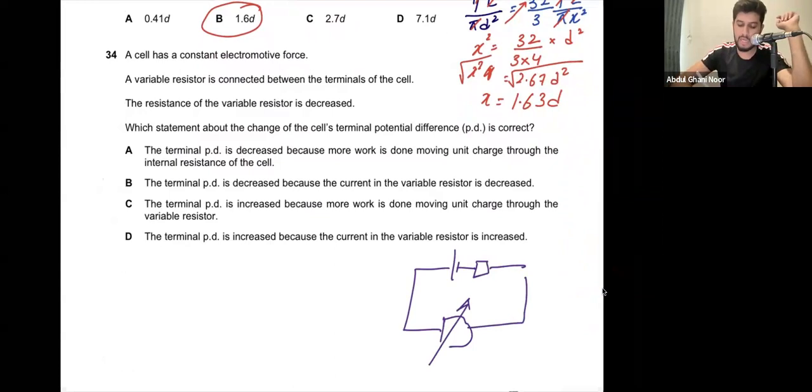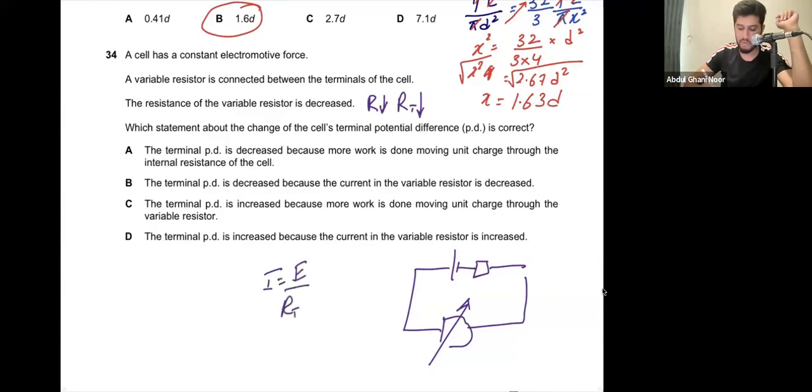When you decrease the resistance of the variable resistor, the total resistance decreases. According to the formula, current is equal to EMF divided by total resistance, so when the total resistance decreases, the current increases. आपका current बढ़ जाएगा. Current बढ़ जाएगा तो अंदर जो loss हो रहा है, V is equal to IR, अंदर जो loss हो रहा है, that will increase.